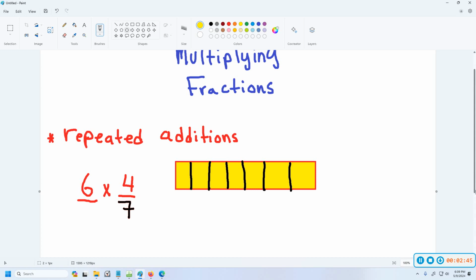But what does our fraction say? Our fraction says that we don't have a whole. We have only 4 pieces of those 7. So 1, 2, 3, 4. We are missing 3 pieces, so we don't have a whole. We have only 4 sevenths. Now that we have our model, this is 4 sevenths one time. So we want to make it 6 times.